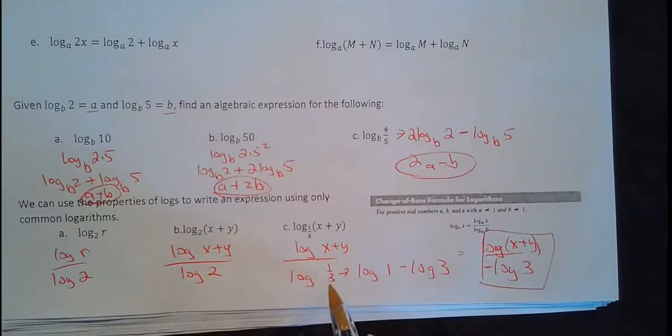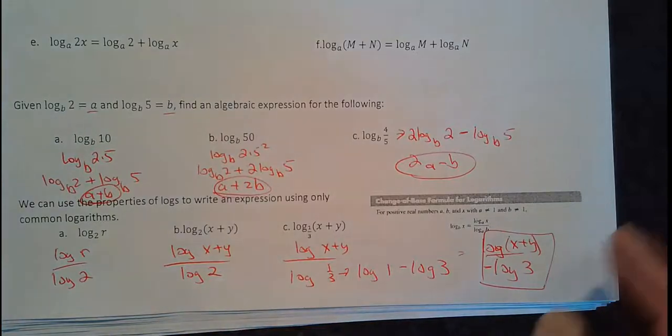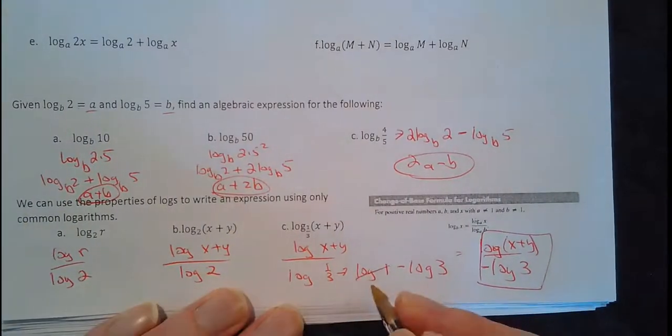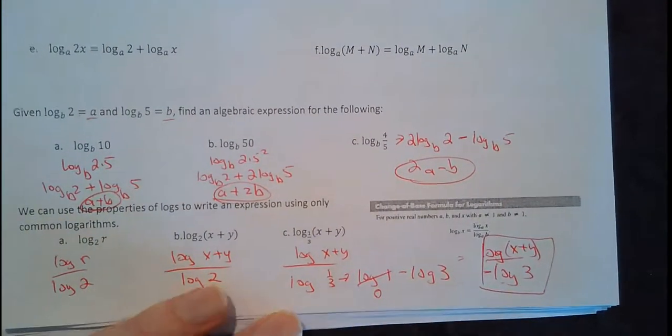Anytime you have a fraction in the argument like that, split it with subtraction. You can actually simplify it a little bit further. So again, this is actually 0. 0 minus log 3 would be negative log 3.